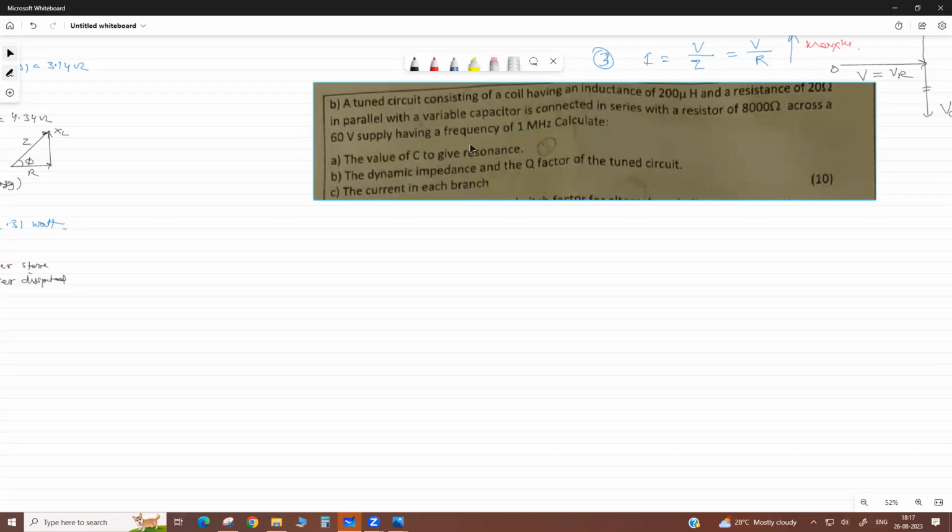So here the variable capacitor is connected to give resonance. It means what is the value of C for which the circuit is under resonance. Okay.